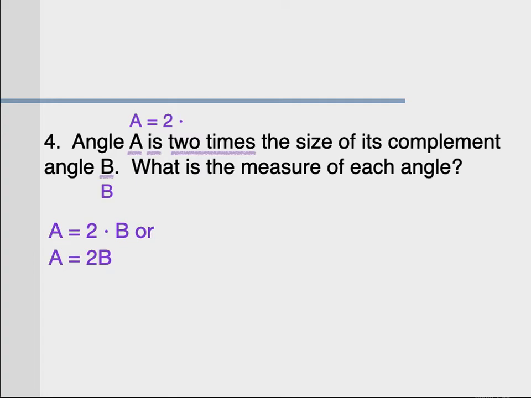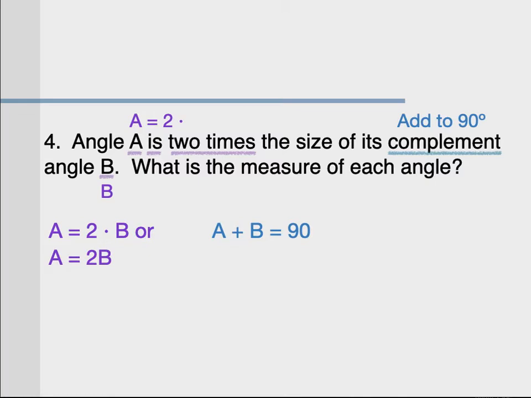Now, that one equation isn't quite enough for us to solve because it has 2 variables. A rule of thumb is that if you have 2 variables in a problem, you need 2 equations to solve it. So we need a second equation. Let's look at our word problem again. Oh, there's one word in that word problem that actually tells us a lot of information. Complement. Complement, referring to complementary, means that A and B have to add up to 90 degrees. So that's our second equation, A plus B equals 90.